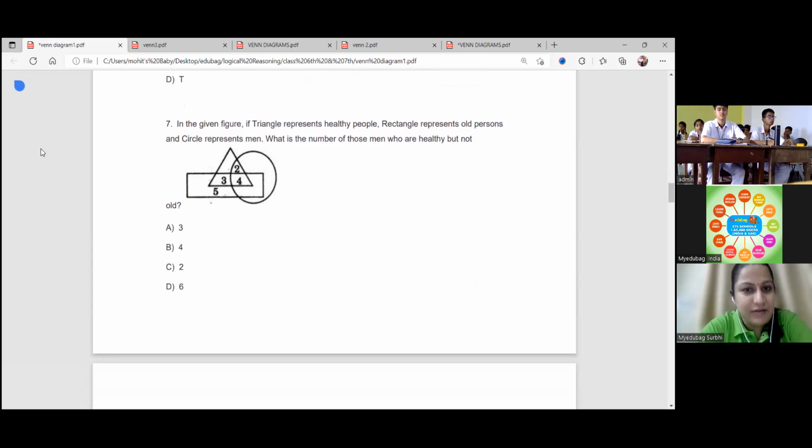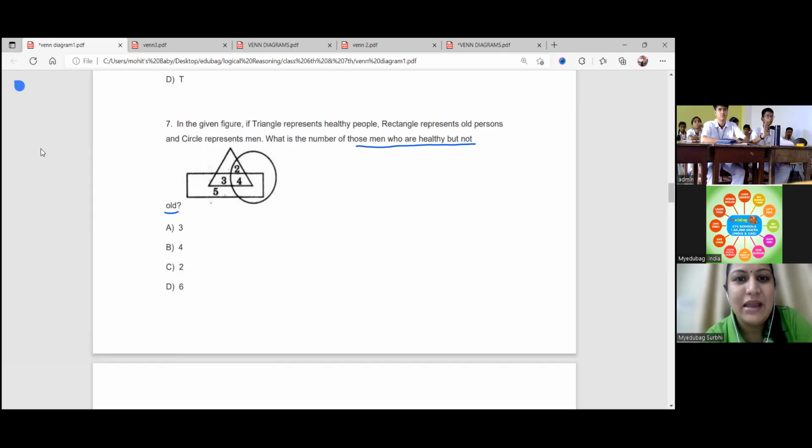Question 7. In the given figure, if triangle represents healthy people, rectangle represents old persons, and circle represents men, what is the number of those who are healthy but not old? Fourth, any other? No, it's not fourth. Men who are healthy but not old. One, no.